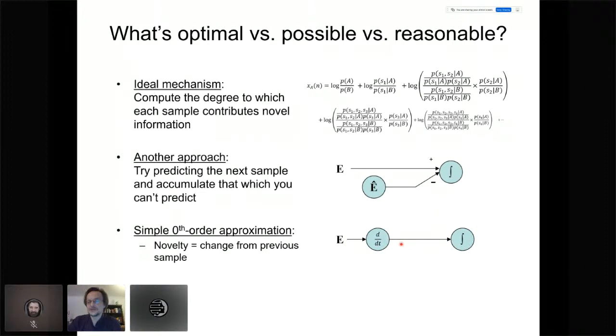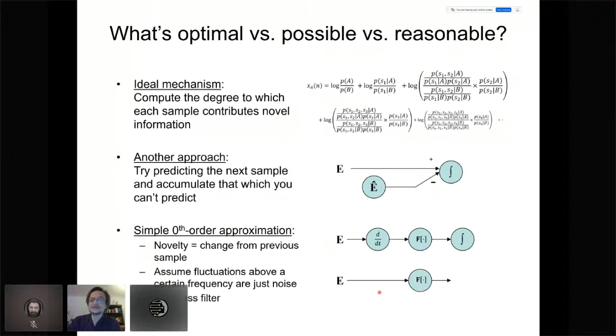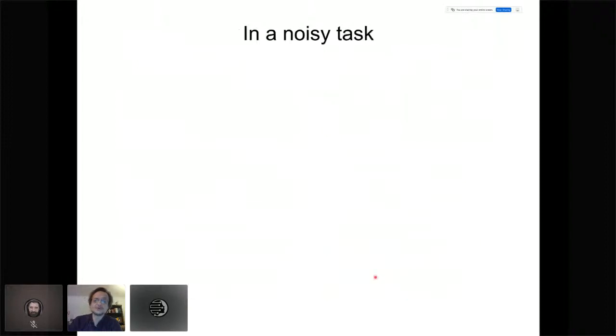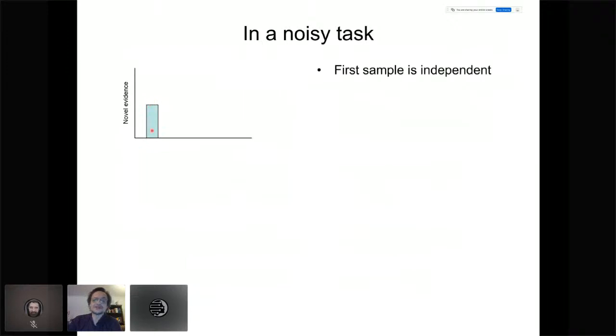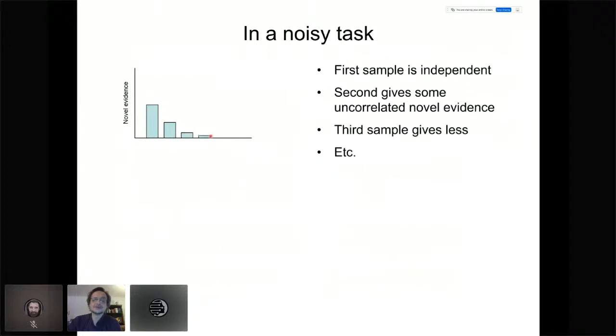Now, not every change, because you might have some assumptions about the frequency of changes that are relevant. And maybe you want to filter out high frequency noise with some kind of low pass filter. And effectively, this simple solution is effectively approximated by just a low pass filter, something very simple. So in a noisy task, what would this look like? A novel evidence will first be very strong. The first sample is independent. The second sample gives you some uncorrelated novel evidence. The next one a little less, et cetera, et cetera.